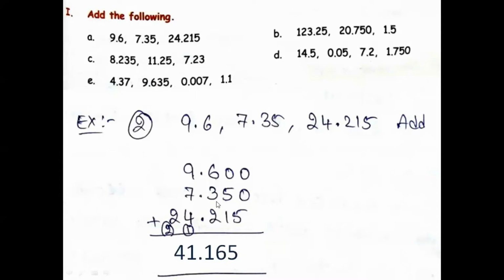plus 3. 3 plus 2, 11. 1 carry. Write 1 down. Next, 9 plus 7 plus 4 plus 1, 21. 2 carry. 1 write down. 2 plus 2, 4. Put the decimal point after the 3 decimal places. That is 5, 6, 1. 3 decimal places. Place the decimal point. Now, 41.165.